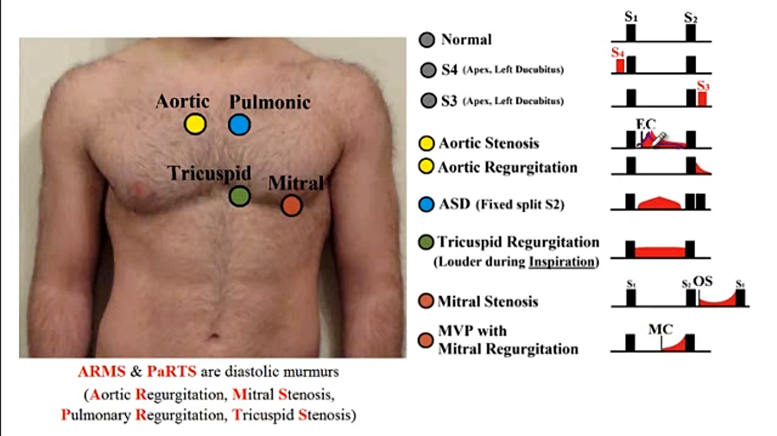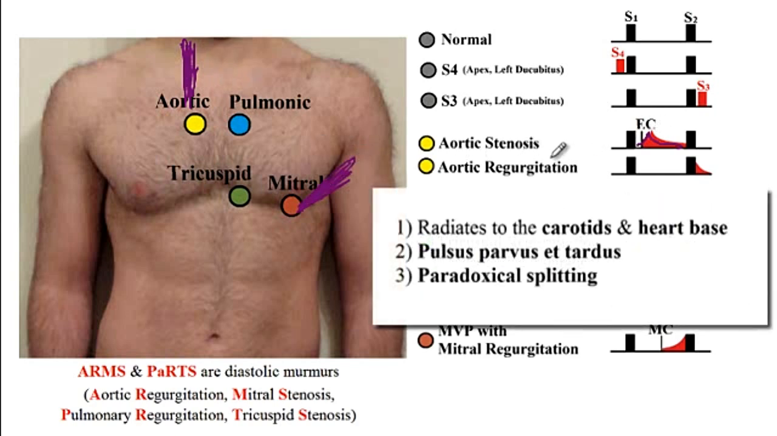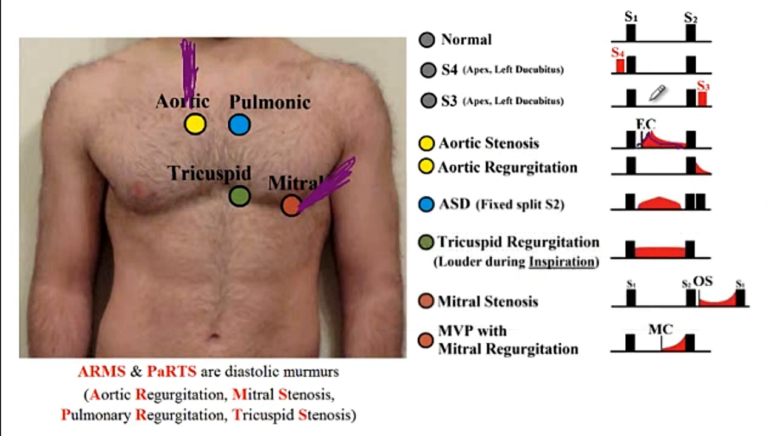This type of murmur radiates to the carotids. So it's important for you to know that the aortic murmur radiates to the carotids, while the mitral regurgitation radiates to the axilla. Now, two important phenomena associated with aortic stenosis include pulsus parvus et tardus, where there is a weak pulse as well as a delayed peak because of the problem with the ejection of blood from the left ventricle. And then there is also paradoxical splitting, as we just discussed earlier.